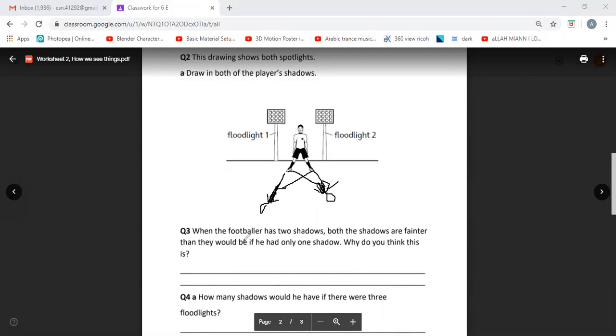Right? So when the footballer has two shadows, both the shadows are fainter than they would be if he had only one shadow. Why do you think this is? Why do you think the shadow will become much fainter compared to the first shadow? When you have two light sources, I told you that a shadow is formed because there is no light reaching over there. But don't you think when you have more lights available around, then there's a chance that light will be able to reach that shadow, right?